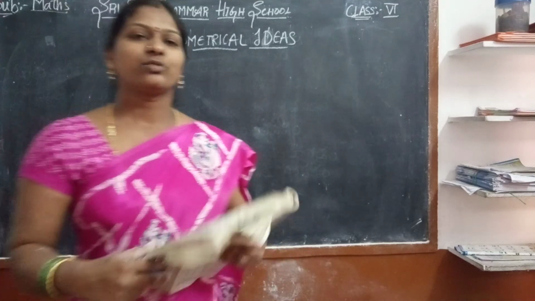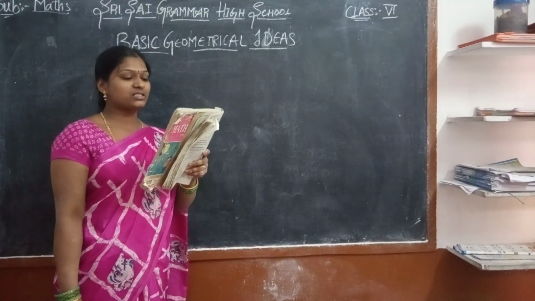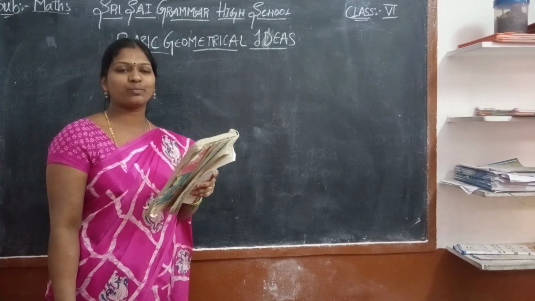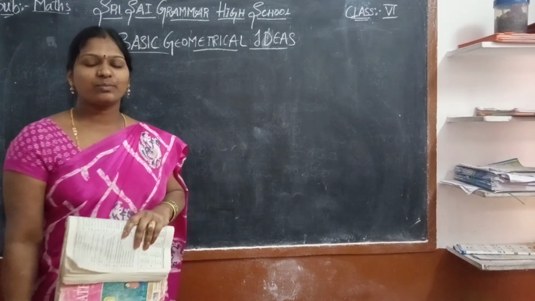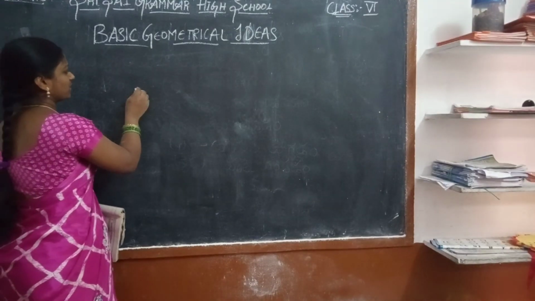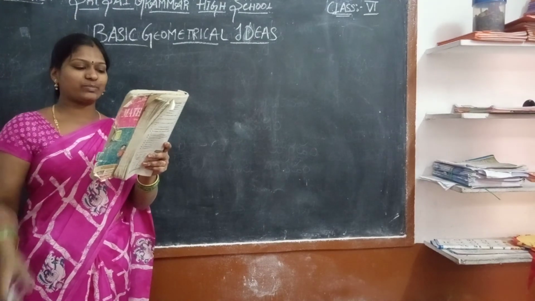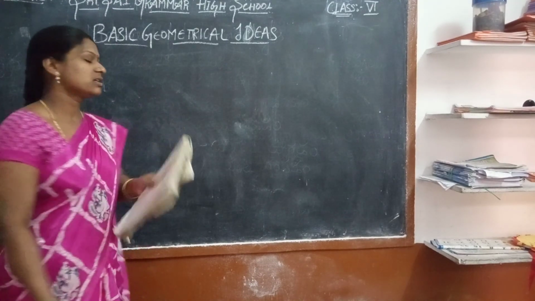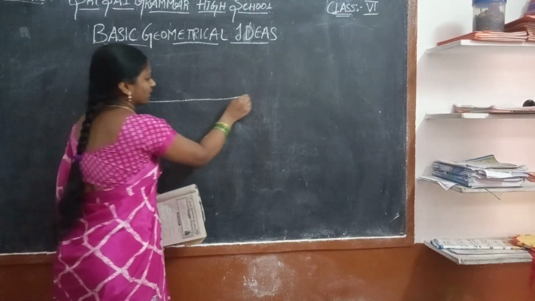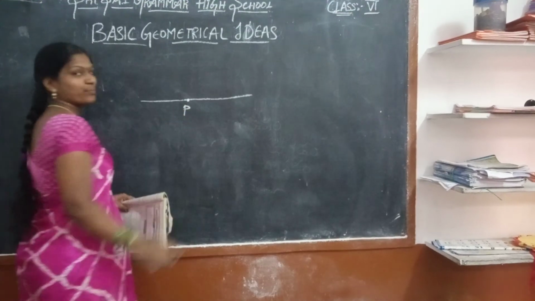Now we start our basic geometrical ideas. First, we are going to learn how to represent a point. A point determines a location. It is usually denoted by a capital letter. P is a point on the line. See, this is a line, and here I am going to represent a point P.